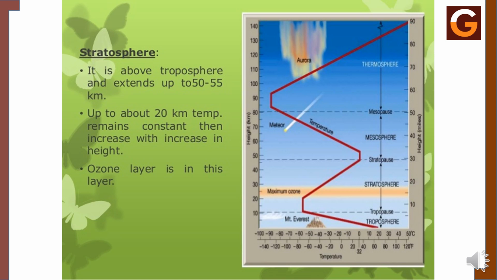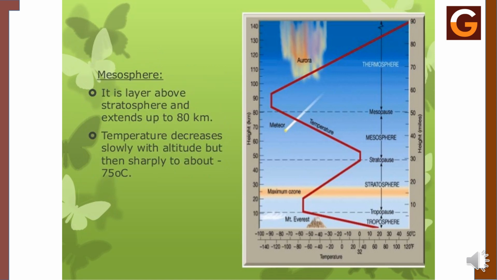Next is stratosphere. It is a layer just above the troposphere and extends up to 50 to 55 km above the troposphere. Here the temperature remains constant and then it starts to increase with the increase in height. The ozone layer is found in stratosphere. The protective layer of the earth, that is the ozone layer, is found in the atmospheric layer called as stratosphere.